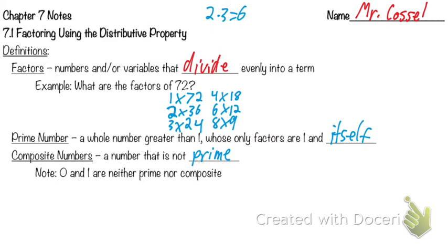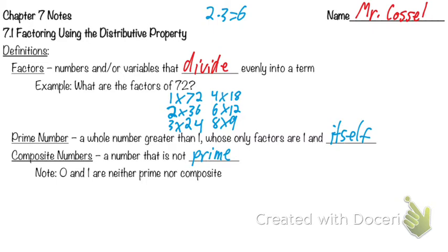Amy. 8, 2 times 4. Jill. 20. 4 times 5, 2 times 10. Yes. Bailey. Question. It says 0 and 1 are neither prime nor composite. Yes. What are they then?